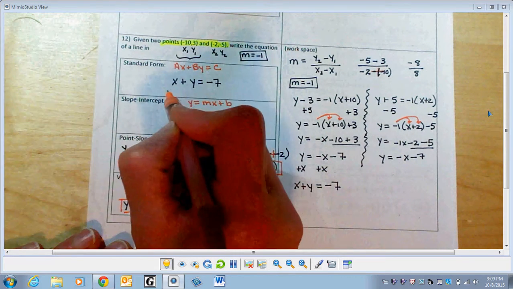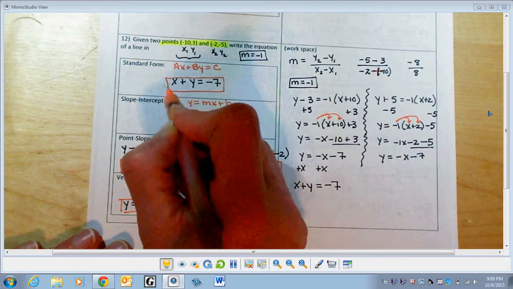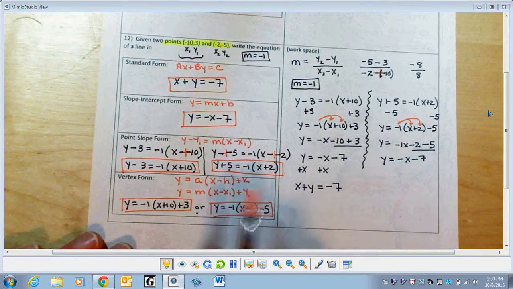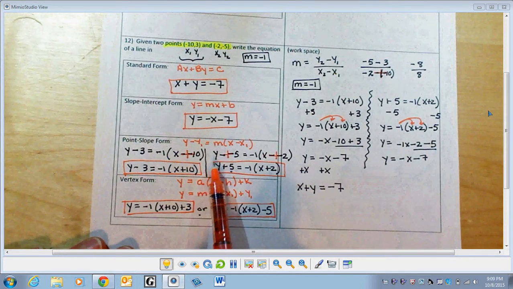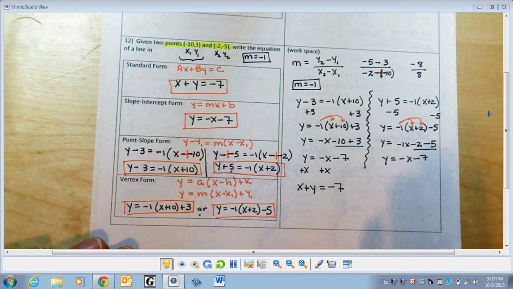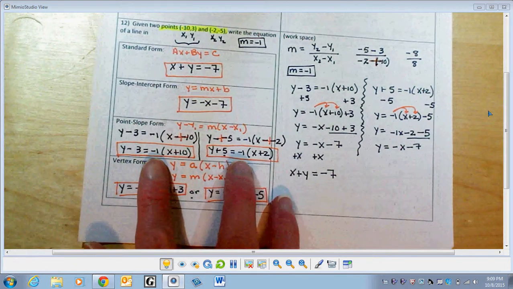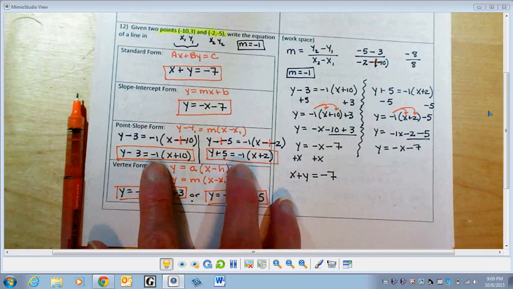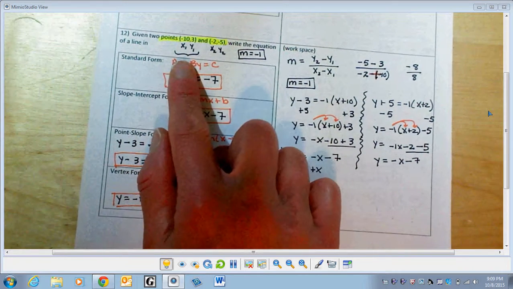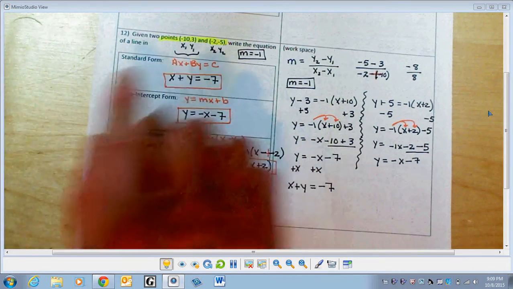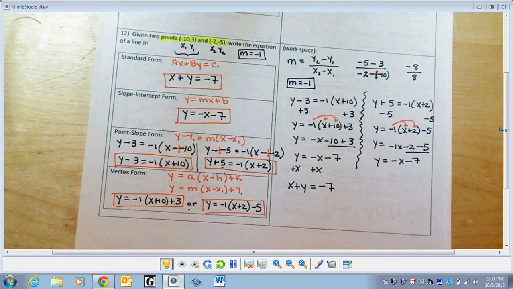So the hardest part was just doing the point slope form and simplifying it. After that, it just kind of becomes a piece of cake. And so remember, for point slope form and for vertex form, it really doesn't matter which point you pick. You just pick one of them and stick with that one point. Don't mix them up.